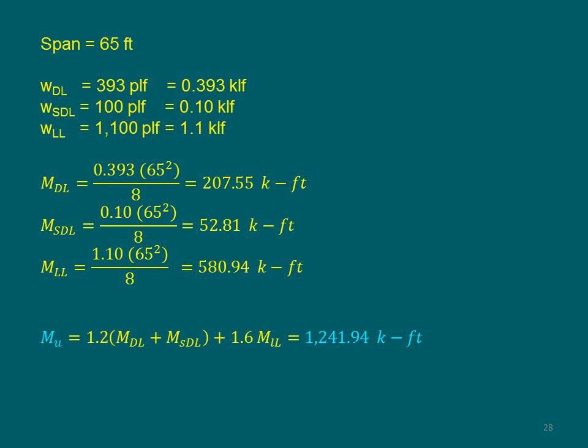Now the ultimate moment in this case is going to be equal to 1.2 dead load plus 1.6 live load. Dead load and superimposed dead load can be added together, multiplied by 1.2, and the live load is multiplied by 1.6. If you are doing a homework problem or exam problem, you certainly need also to try 1.4 times M dead load, but it's going to be much lower than 1241.94 kip-ft anyway.